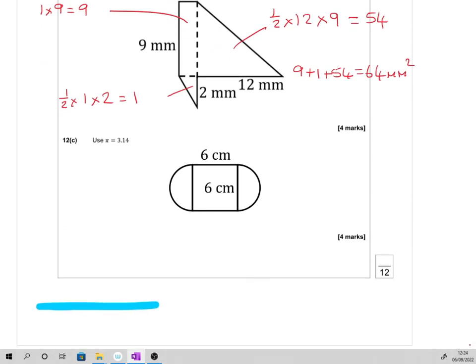And the last one is a square with 2 semicircles. Now I'm going to call that a circle. So if I just work out the area of a circle altogether, yeah. So the area of a circle is pi r squared, and it says use 3.1.